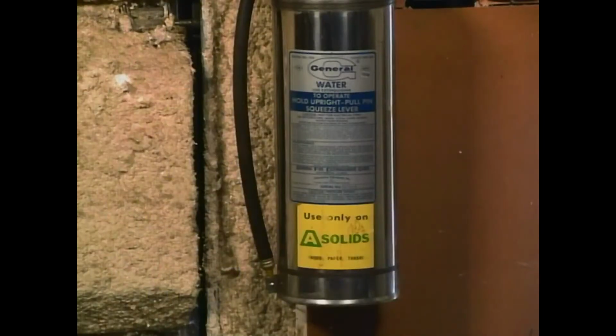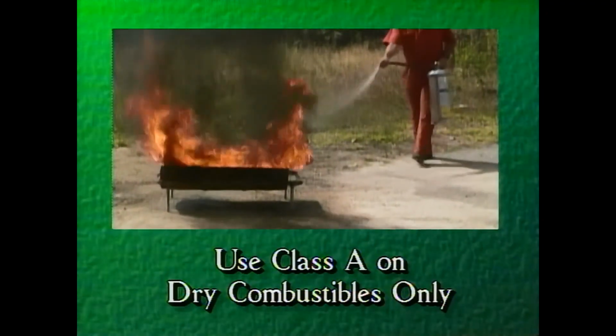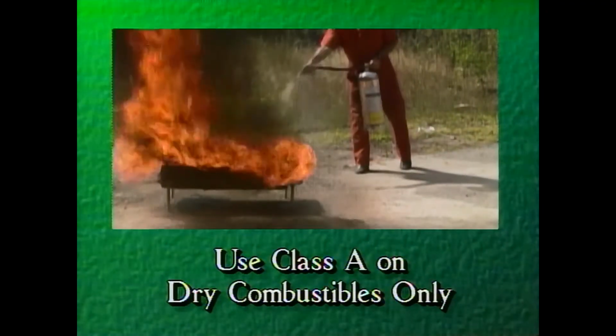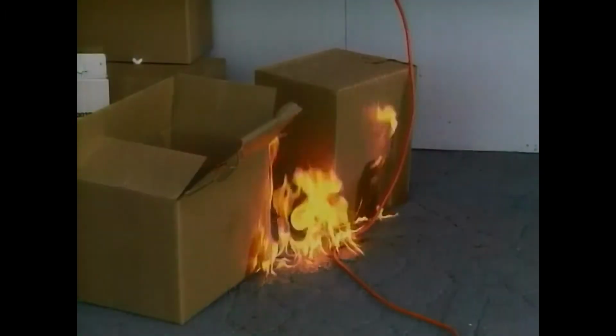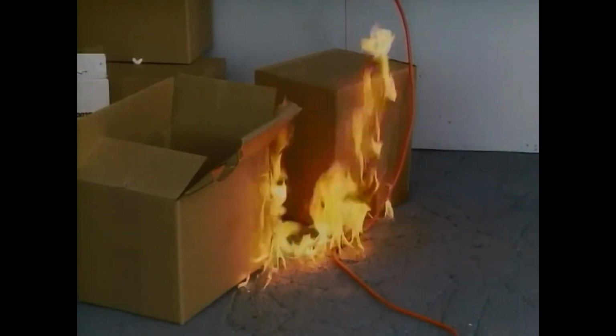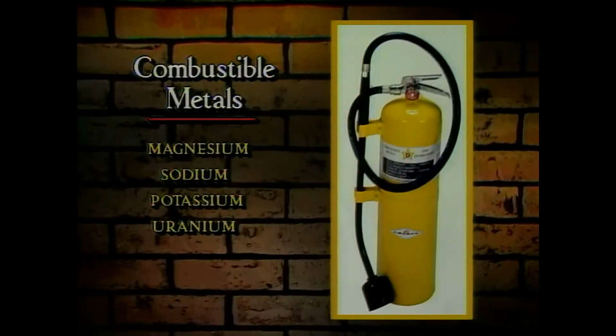For example, Class A extinguishers, which mainly consist of water, can compound the problem if used on an electrical or grease fire. The water may actually help spread the fire. An ABC extinguisher is also effective on a fire that has more than one fuel involved. ABC extinguishers are not effective against combustible metals. A Class D extinguisher is used.